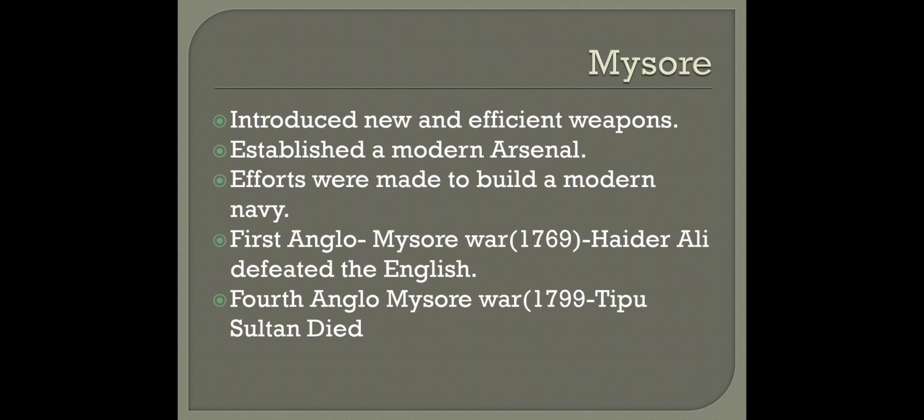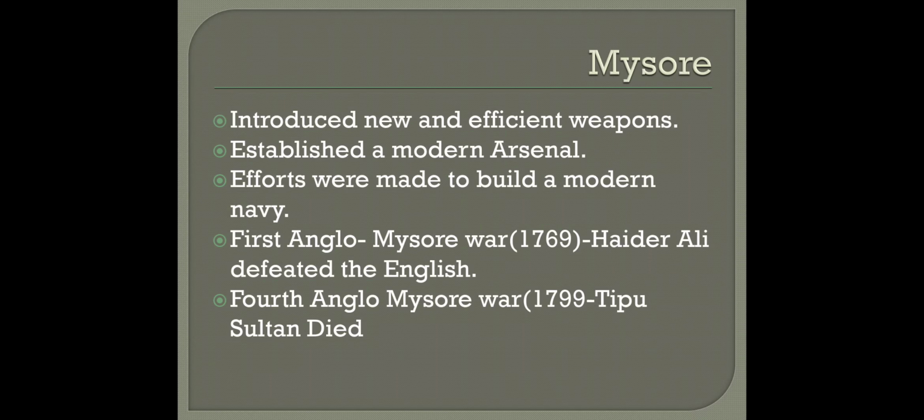Then both father and son, both Hyder Ali and Tipu Sultan, also fought against the English. In fact, Hyder Ali defeated them in the First Anglo-Mysore War, which was fought in 1769, and Tipu Sultan died in the Fourth Anglo-Mysore War, which was fought in 1799. Okay, so the first war, in 1769, Hyder Ali defeated them, but in the fourth one, Tipu Sultan died fighting them. Clear? So clear about the Rajputs, Punjab under the Sikh and the Mysore.